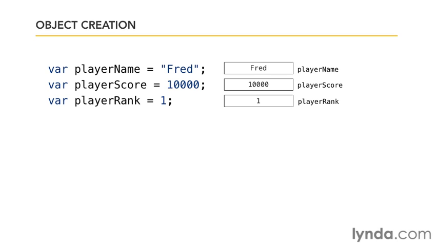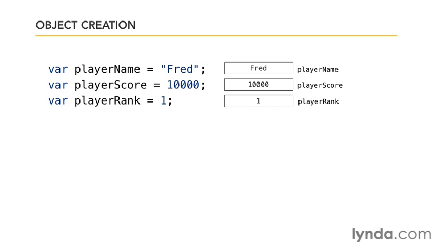So we know how to make variables. We know how to make functions. An object just allows us to gather variables and functions that belong together and give them a name. So let's say here I'm making some regular variables: player name, player score, player rank. It's just creating those 3 in memory. And I realize that really these belong together. It would be nice if I could enclose them in a larger object.